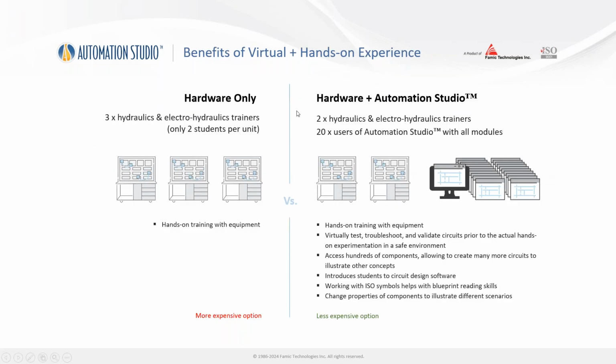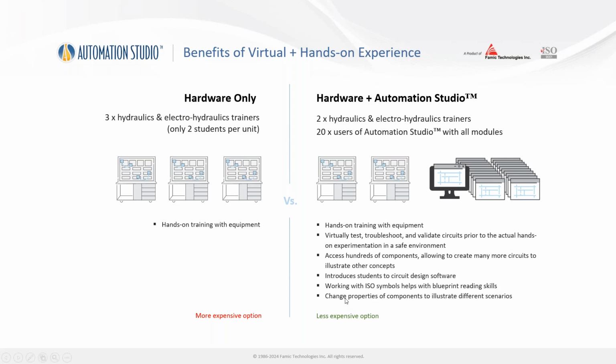What are the benefits of virtual plus hands-on experience? Hardware is an expensive option. So instead of gathering too many hardware systems, you can gather a few and also use Automation Studio. It is a less expensive option, and along with hands-on training with equipment, virtual tests and troubleshooting can be performed easily in Automation Studio. We recommend the ISO symbols, which help with blueprint reading skills, so students and users can improve their blueprint reading skills also.